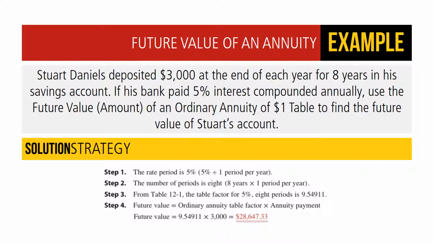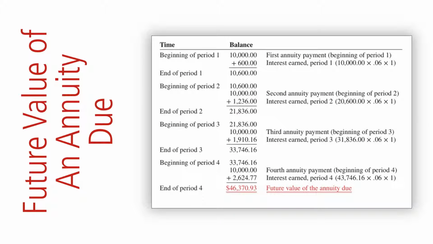Step 3. From Table 12.1 in your text, which is the future value amount of an ordinary annuity table, find the factor for 5%, 8 periods, which is 9.54911. Step 4. Future value equals ordinary annuity table factor times annuity payment. The future value, therefore, is equal to 9.54911 times 3,000, which equals $28,674.33.